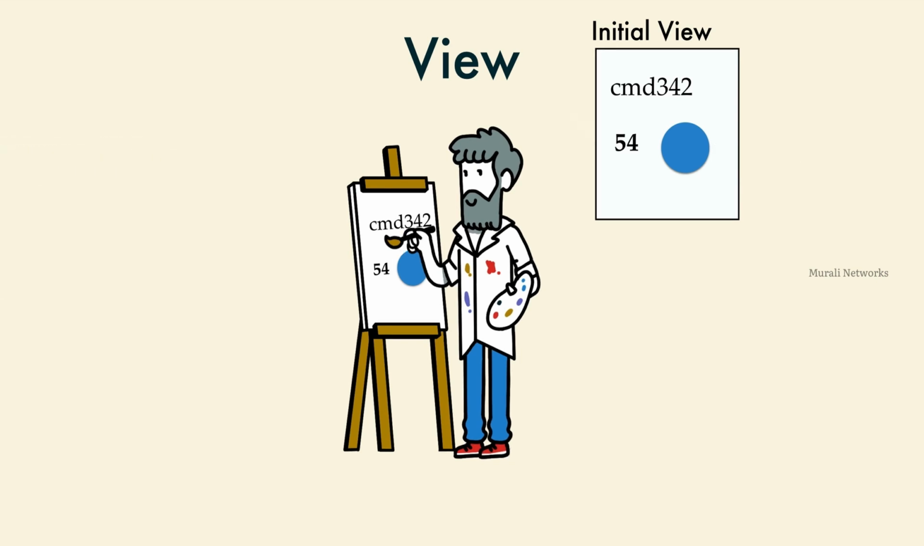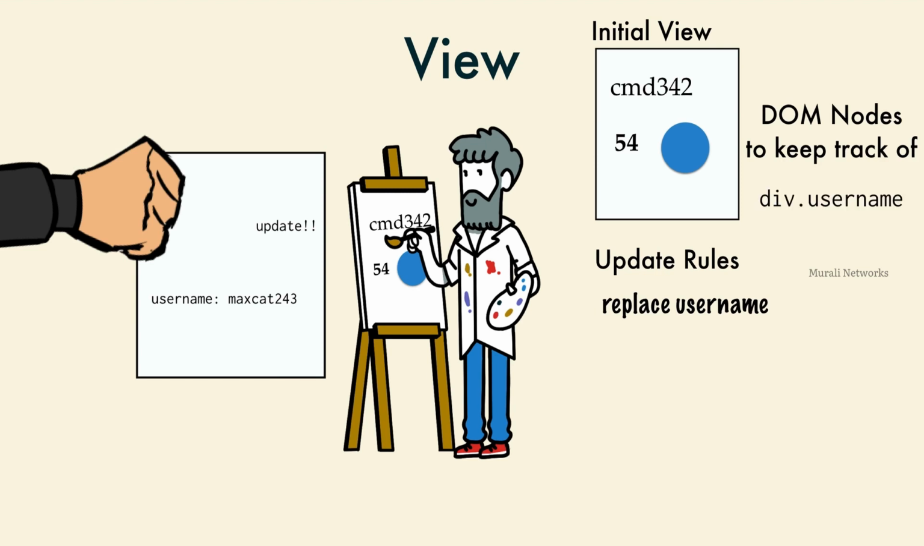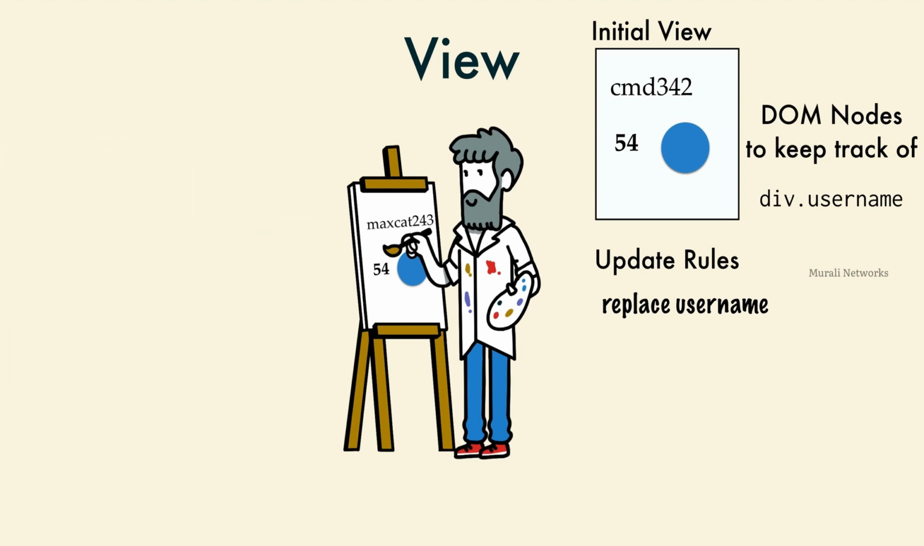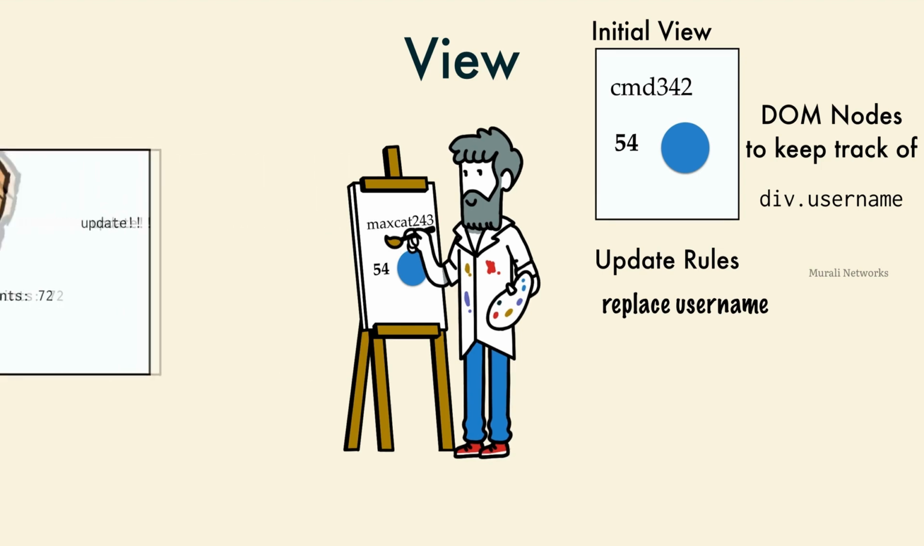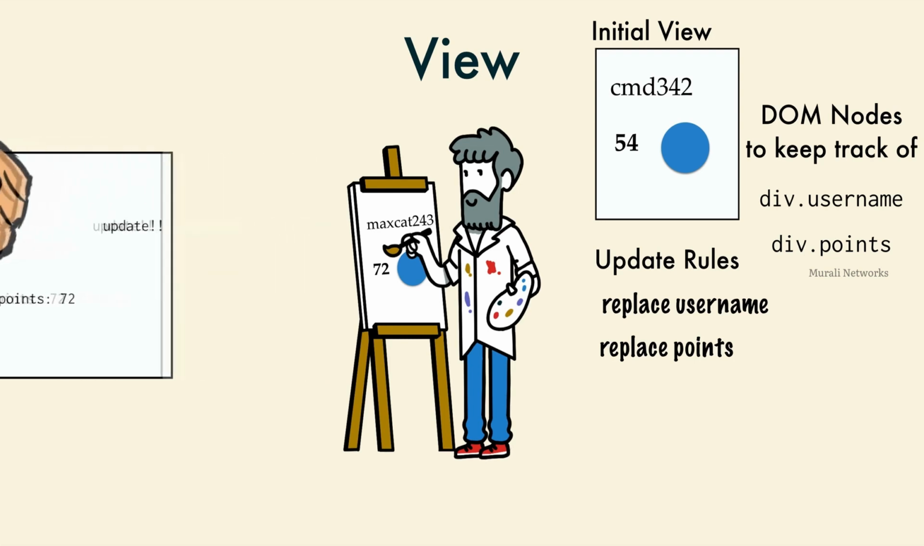But then the model sent the Vue an updated username. He had to know how to change his painting to show the new username. To do that, he had to keep track of a username div. He dutifully updated the DOM directly. Then the model sent the Vue another update. This time, it was the points. The Vue added another update rule and started tracking the points div. Again, he updated the DOM in place.